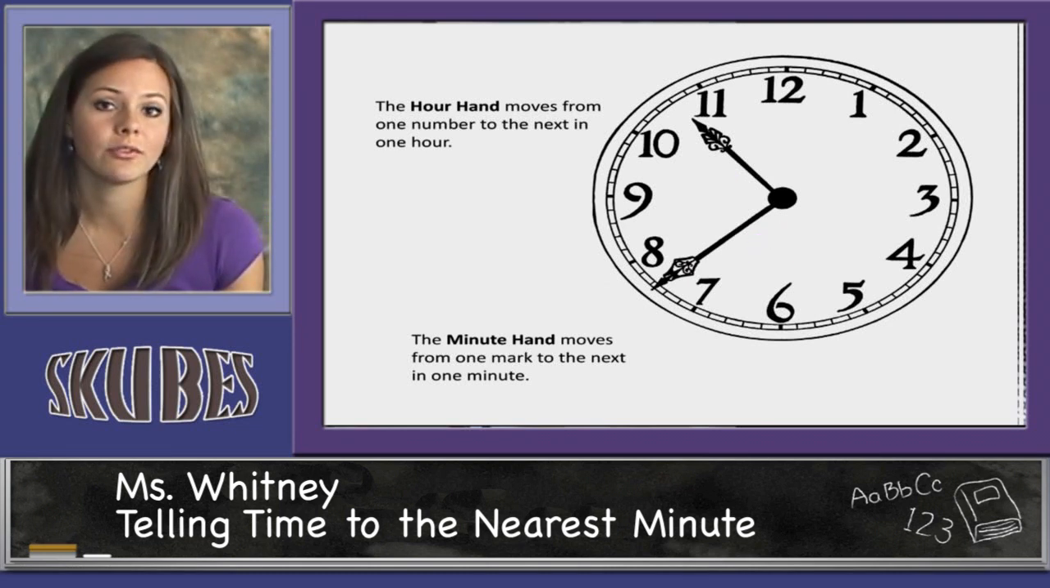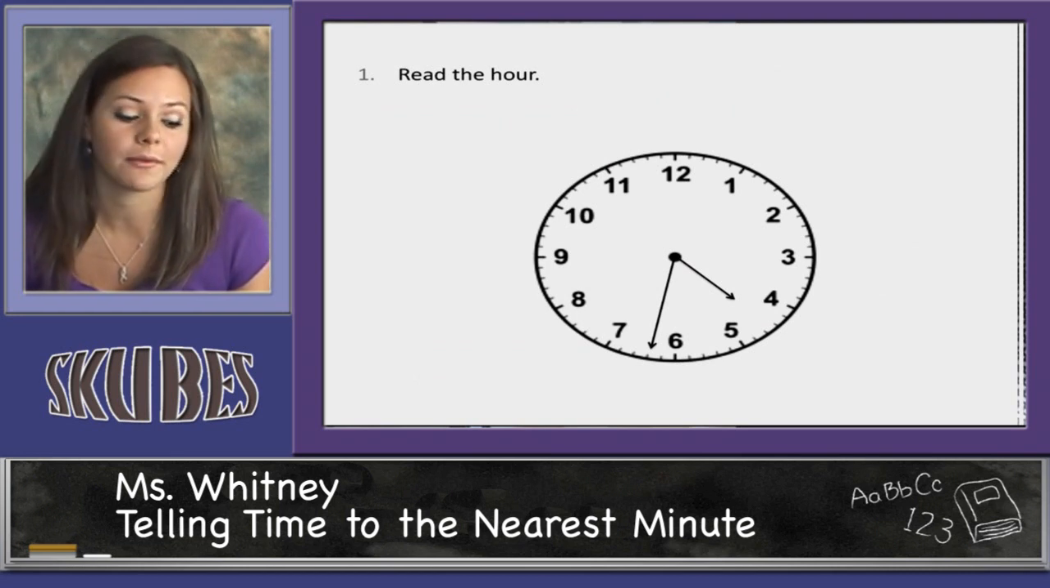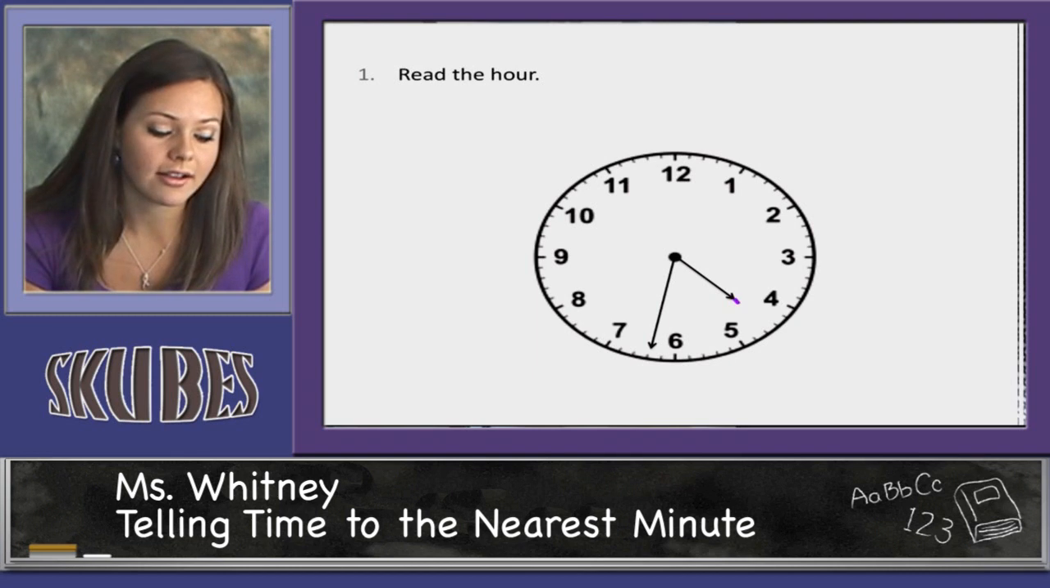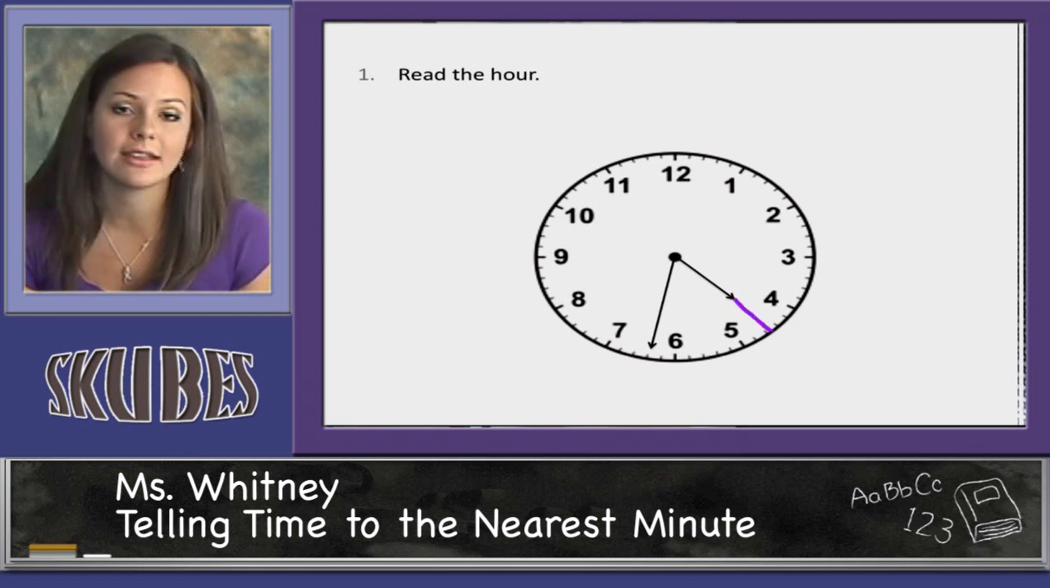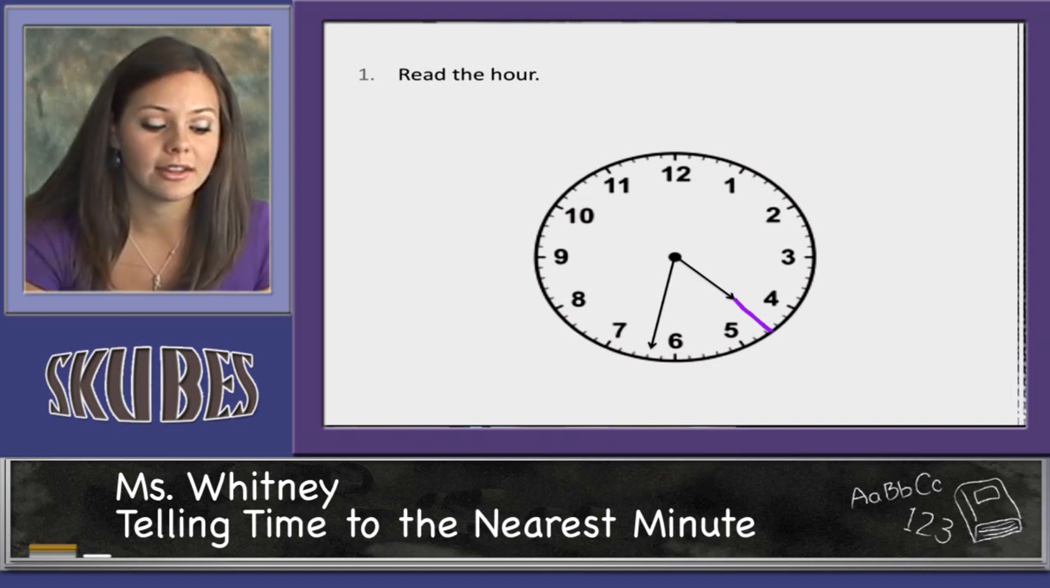The first step in reading the time to the nearest minute is to determine the hour. On this clock, the hour hand is pointing in between the 4 and the 5. It comes after the 4 but before the 5. We read this as 4, the hour hand as 4.